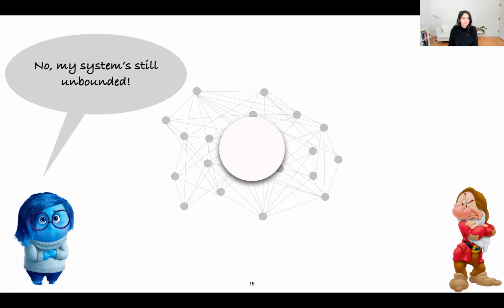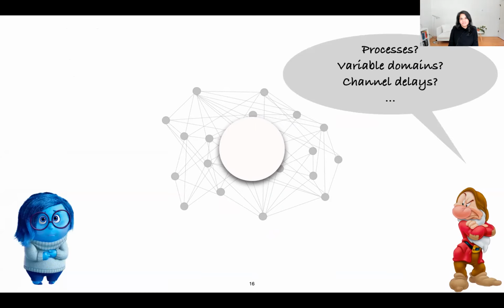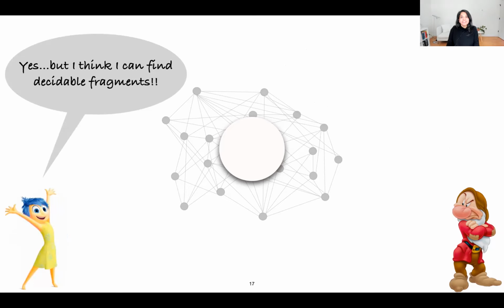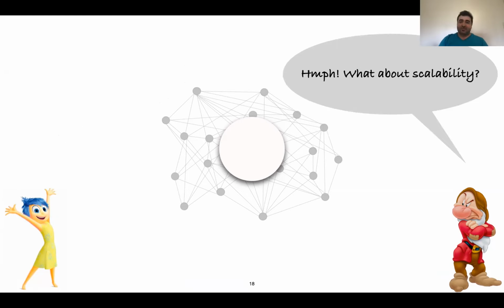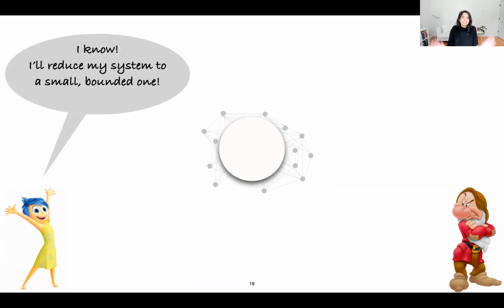That's still a problem, unfortunately, because my system's still unbounded. They're unbounded in terms of processes, variable domains, channel delays. Yeah, that's right. But I think I can find decidable fragments. But are these going to be scalable? Well, I think I can make them scalable. I'll reduce my systems to a small bounded one using cutoffs, just like the previous speaker said.